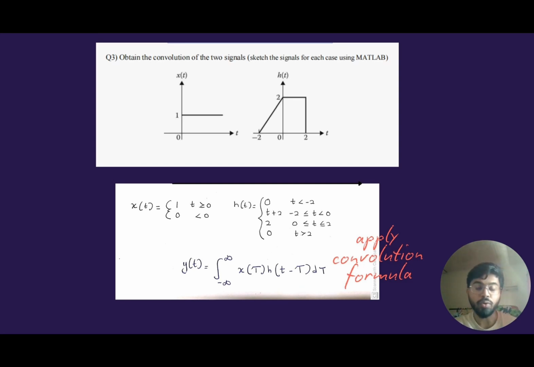Our task is to compute the convolution of the two signals, first using mathematical solutions. xt is a unit step function defined as 1 for t greater than or equal to 0 and 0 otherwise. ht is a triangular signal defined piecewise, and the convolution formula is as stated below. yt is equal to the integration of x(tau) times h(t minus tau) d tau, and the limits are from negative infinity to infinity.